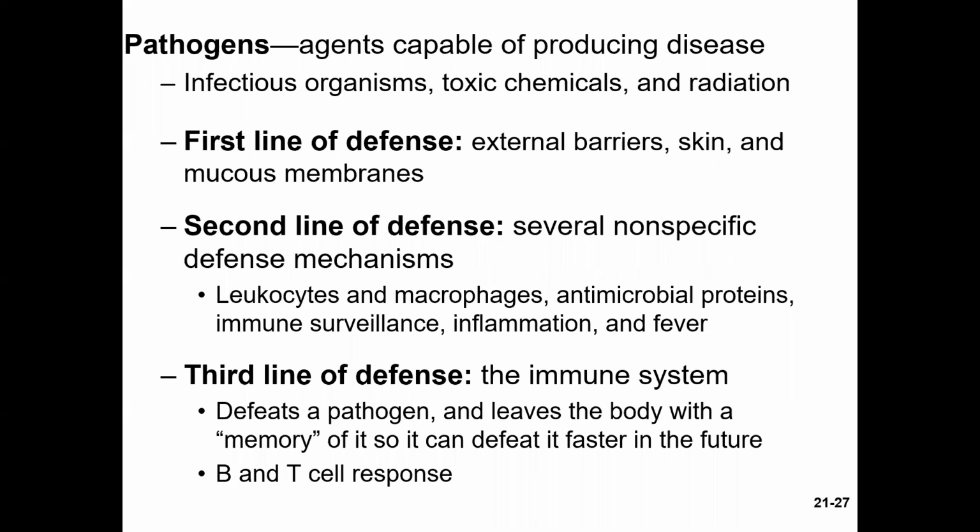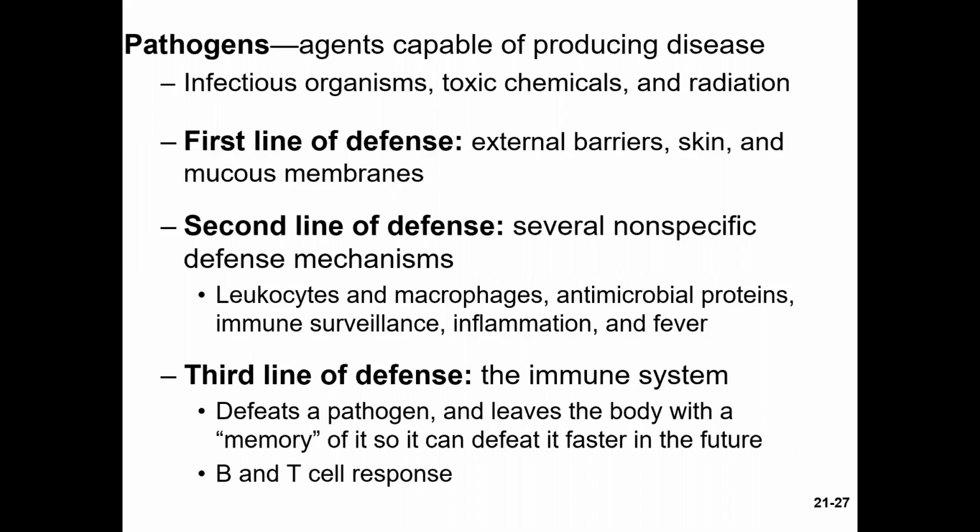So, pathogens. These are agents capable of producing disease. Infectious organisms, toxic chemicals, and radiation are examples of this. Your first line of defense is your external barriers. That's skin and mucous membranes. Your second line of defense has several non-specific defense mechanisms. These are leukocytes and macrophages, antimicrobial proteins, immune surveillance, inflammation, and fever.